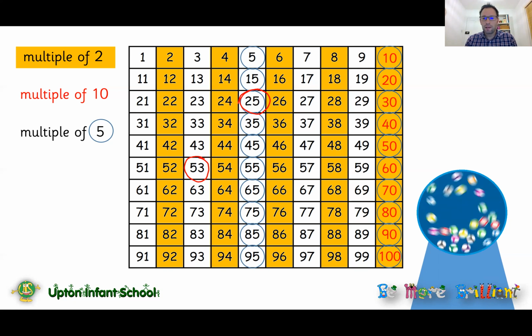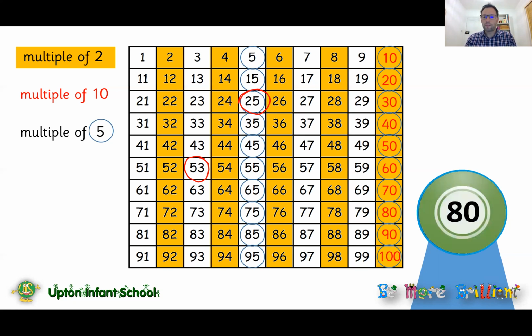Ready? 3, 2, 1. Okay, and our next number is 80. The number 80. Well, 80 is a tens number. It ends in a 0. Let's find that on the 100 square. I'm looking down the end column. Oh, there it is. Okay, we know if a number is coloured in orange, then it's a multiple of 2. So 80 is a multiple of 2. It's in the 2 times table.